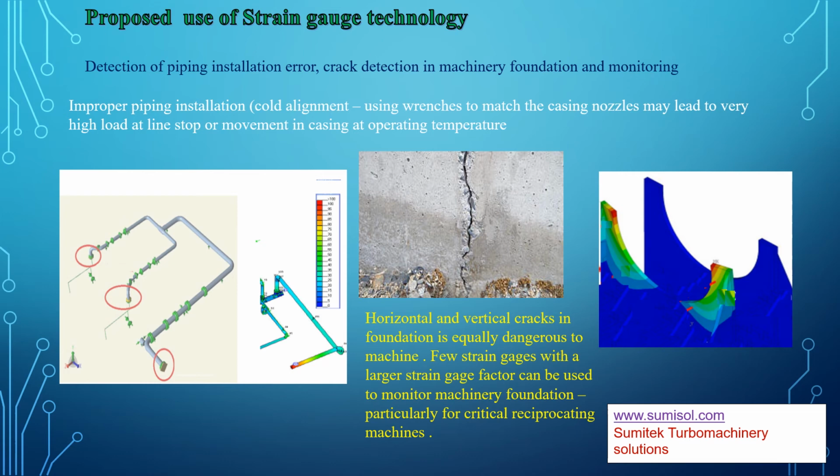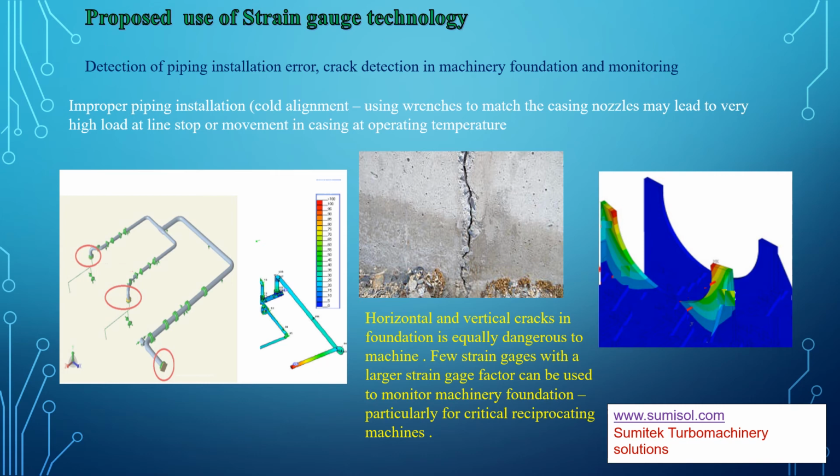Let's talk about the second point. The second application deals with the problem of the appearance of cracks on machinery foundation. Whether these cracks are horizontal or vertical in nature, they can become dangerous to the foundation over time. It also becomes difficult to assess whether the cracks are really genuine or they're benign.